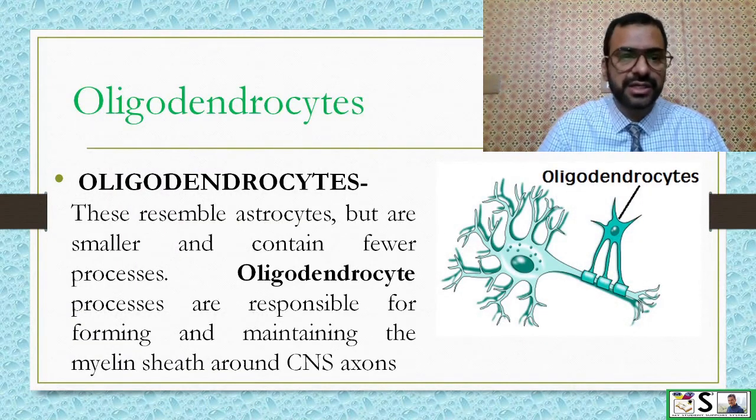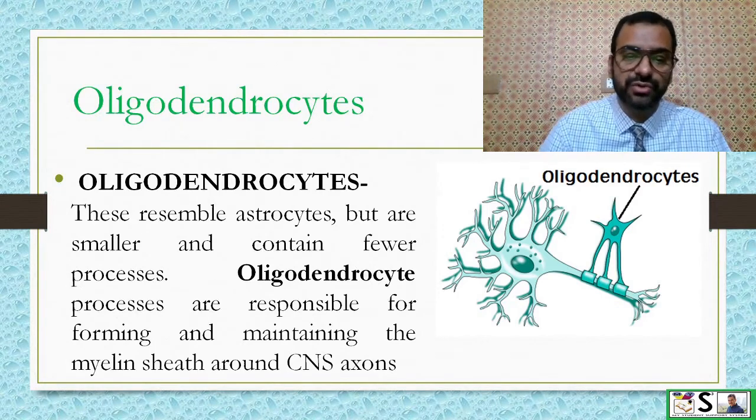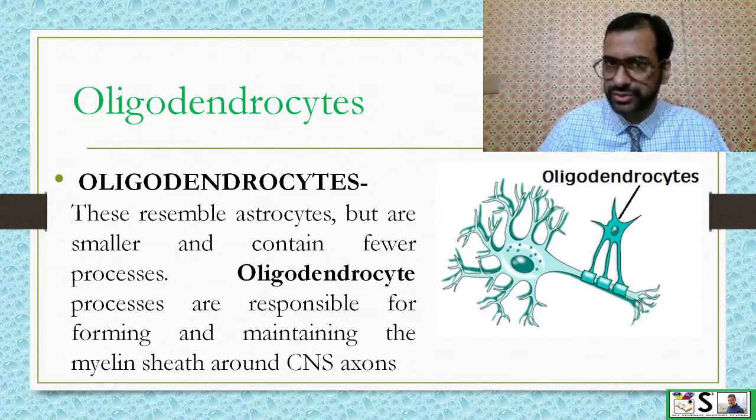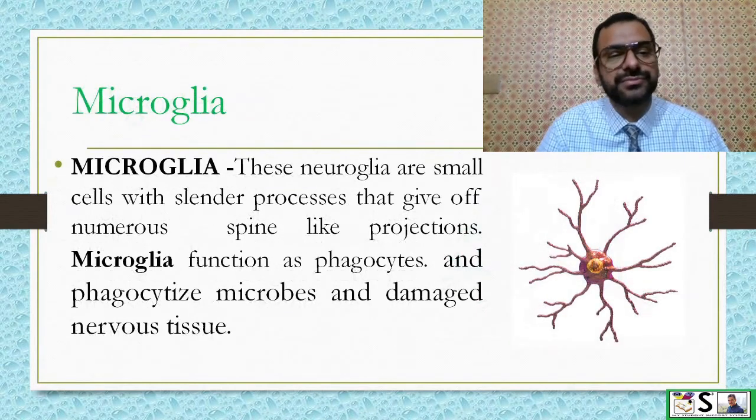Oligodendrocytes. These resemble astrocytes but are smaller and contain fewer processes. Oligodendrocyte processes are responsible for forming and maintaining the myelin sheath around central nervous system axons.